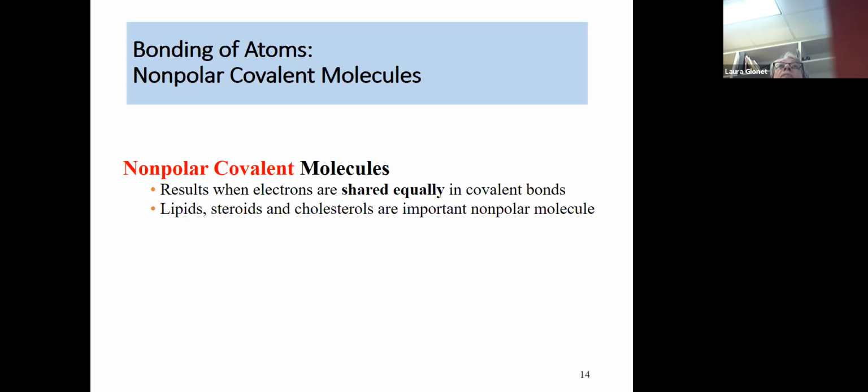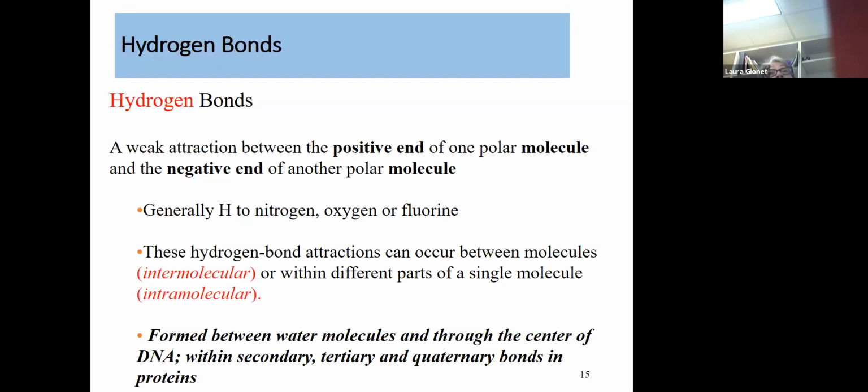The molecules that fall into this family are things like the lipids, the fats, and steroids and cholesterols. They're all very important nonpolar covalently bonded molecules. All right, so we have ionic bonds, nonpolar covalent bonds, and polar covalent bonds so far. Then we have hydrogen bonds.